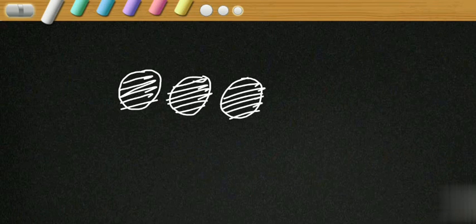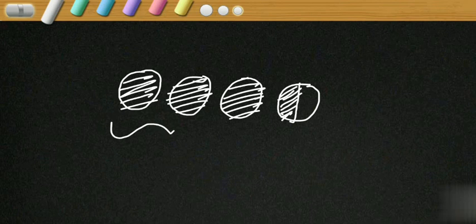How many circles are drawn here? Yes, 3 circles, and 3 of them are shaded also. 3 circles have been drawn and 3 of them are shaded also. And here, one similar circle is drawn and only half portion is shaded.